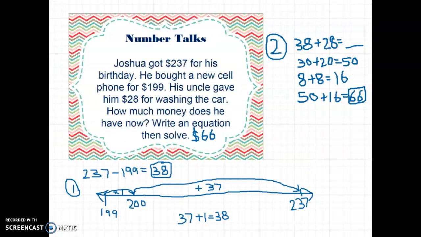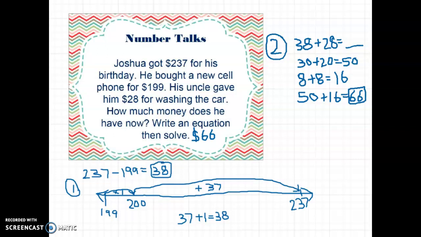Alright, let's look at number talks again. Let's compare answers. Joshua got $237 for his birthday. He bought a new cell phone for $199. His uncle gave him $28 for washing the car. How much money does he have now? Write an equation and solve. As you can see, I already solved the problem, but I'm going to go through it with you.